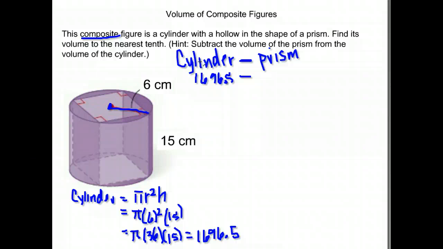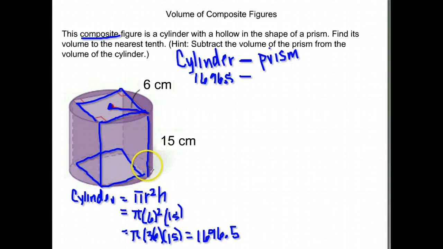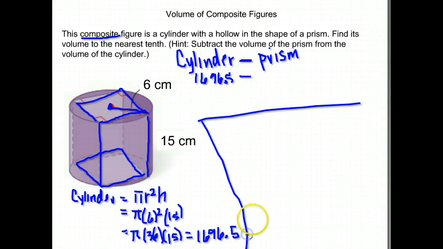Now the prism is going to give us a little more trouble. The reason is, to find the volume of the prism, let me outline the prism here, we need the area of the base, or length times width times height. And the problem right now is that I don't know the length or the width. All I know is the height is 15. So I'm going to section off a little corner of my page here to work on my prism, because it's going to take a little more work.